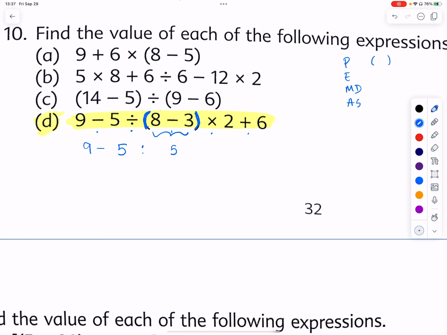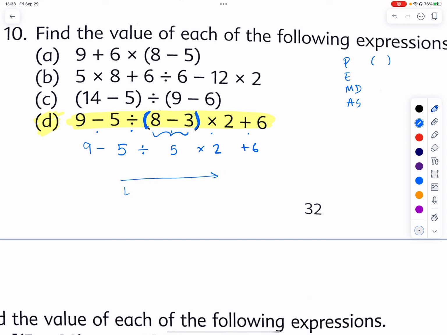9 minus 5 divide by 5 times 2 plus 6. We already simplified this expression. Instead of 5 operations, we're now down to only 4. What do we compute first? Let's scan it from left to right.